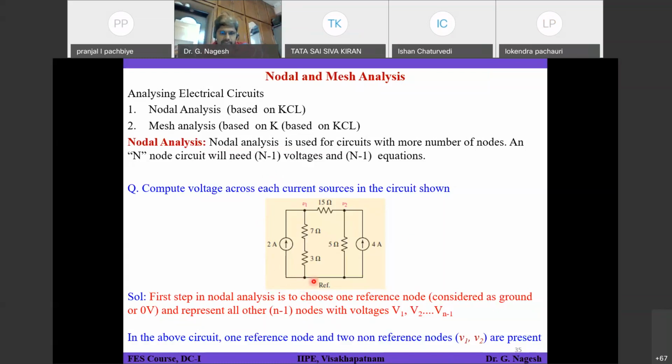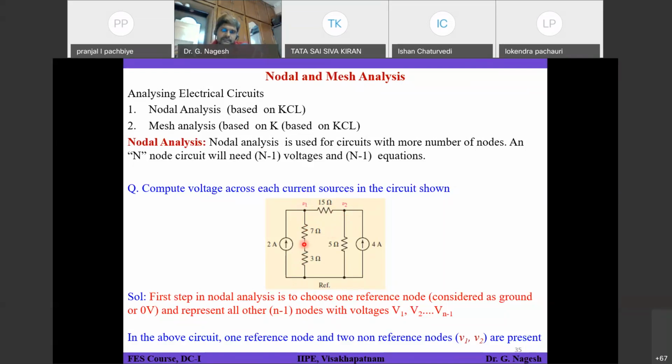One is considered as the reference node at the bottom, and you have node 1, which is represented by the variable V1. That means voltage at node 1 is considered as V1. It is a notation we are giving. Voltage at node 2 we represent as V2. If you see here, the 7 ohm resistor and 3 ohm resistor in between, you can consider as one node. So that will be your 4th node.